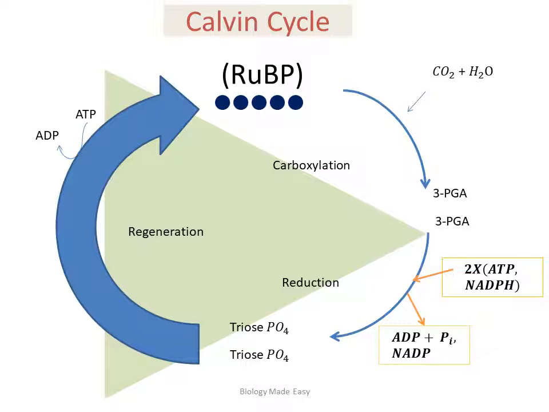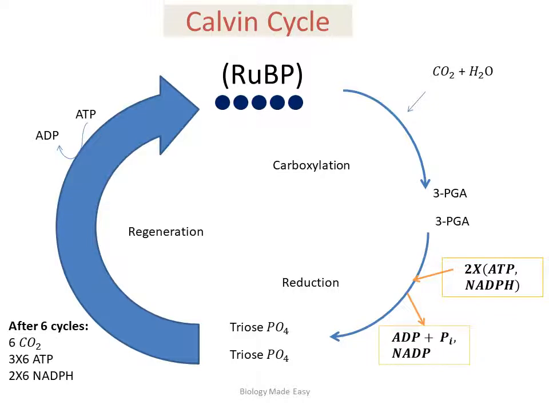RuBP is regenerated. And in the whole cycle, we see after 6 cycles, 1 molecule of glucose is produced using 6 molecules of carbon dioxide, and 6 into 3 molecules of ATP in each cycle, and 6 into 2 molecules of NADPH are used.